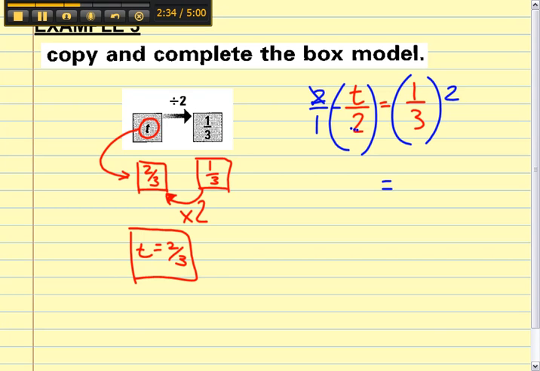Remember, when we're multiplying fractions, we multiply straight across, and now we've got 2t over 2. What happens to these 2's? Top and bottom, they cancel each other out, and I'm just left with t. Okay? And t equals what when I multiply 1/3 by 2? It equals 2/3. T equals 2/3. And that's just what Emma told us as well.